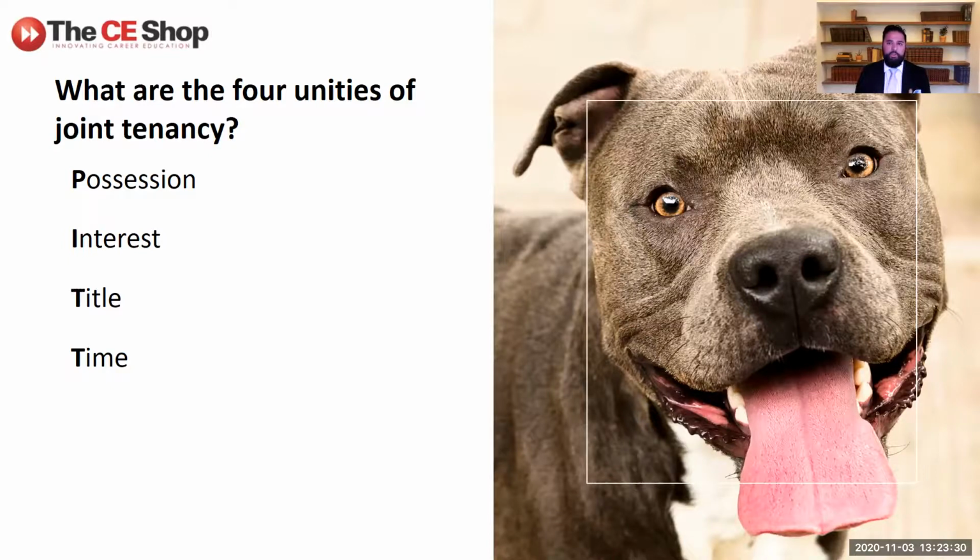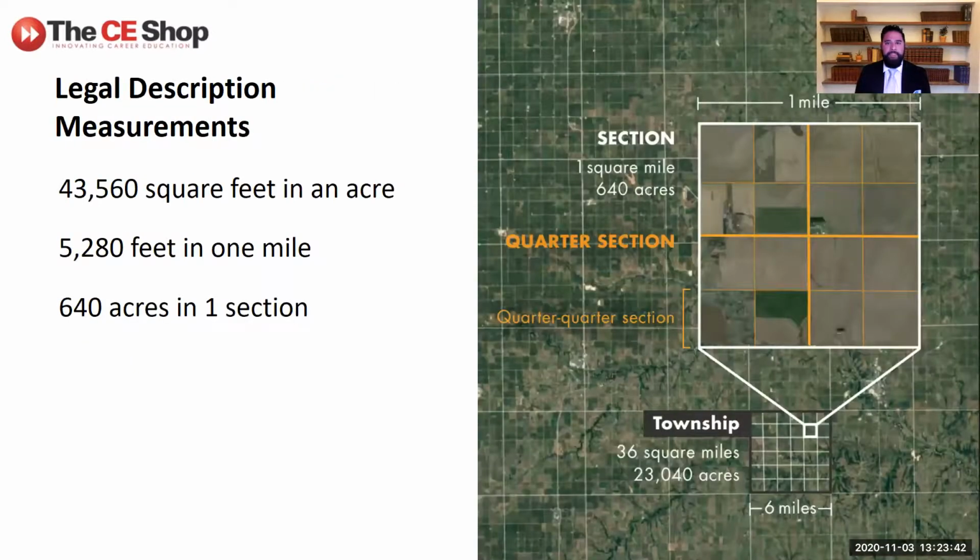Those are independent interests within property. So that's the big difference. And I mentioned again, right of survivorship. So thank you to this handsome fellow. Our pit bull is going to remind us of joint tenancy.